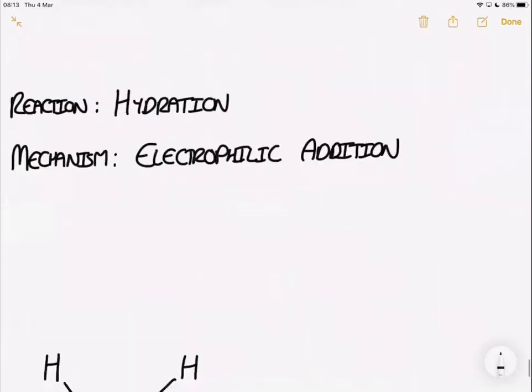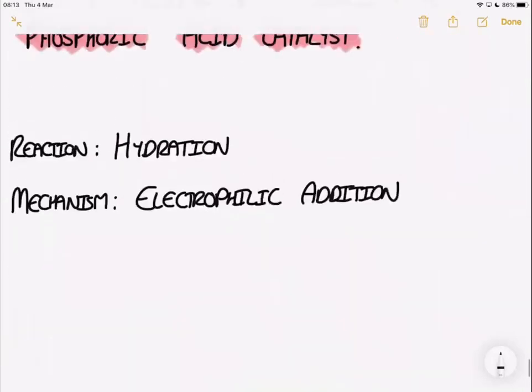All right. So this type of reaction, we'd class it as hydration because you're adding water to a molecule. The mechanism, though, is electrophilic addition. And we've seen this quite a bit already, right? This is the main mechanism that we look at when we're considering alkenes. Okay, so it's still an addition reaction. It's an electrophilic addition, but you can also class the reaction type as hydration.